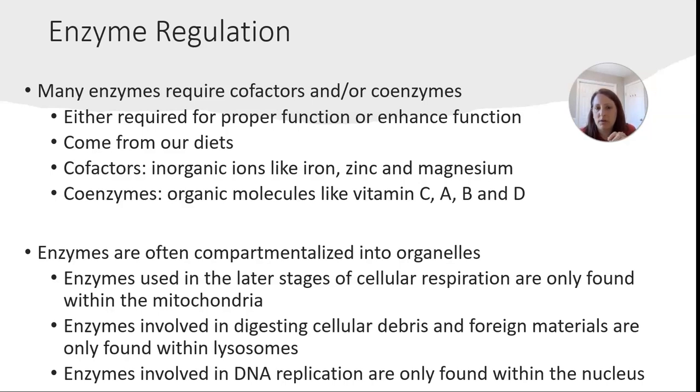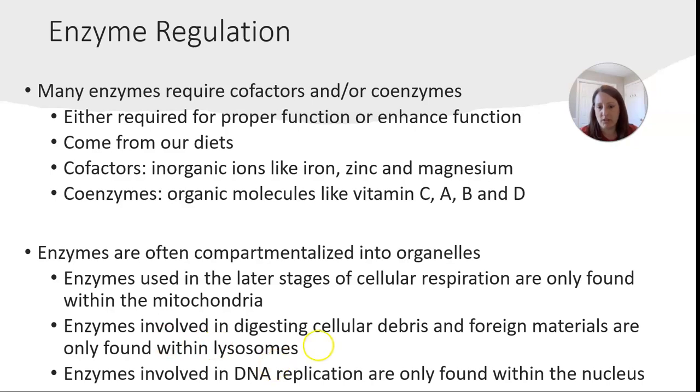Lastly, our cells also control enzyme activity through what we call compartmentalization. Okay, and so we've already taken a tour of the cell and we understand organelles. So again, certain enzymes may only be found in certain organelles. So here are 3 examples. First one, enzymes used in the later stages of cellular respiration are not going to be found anywhere else in the cell except in the mitochondria. And so that process only happens in there.